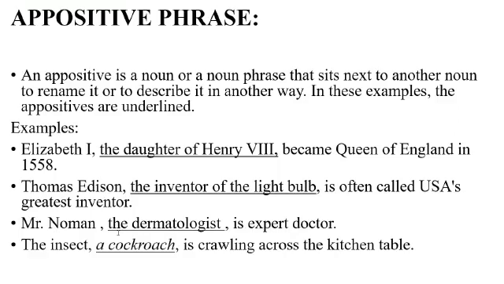On the other hand, when we add an appositive phrase, the dermatologist, it gives another name to this subject, Mr. Noman. Now look at the last example. The insect, a cockroach, is crawling across the kitchen table. Well, when we say a cockroach, it gives another name to this subject, the insect. You see, there are different types of insects. When we name it like this, a cockroach, it means it has its own identification. So it is giving another name to this subject, the insect. It is used as an appositive phrase.